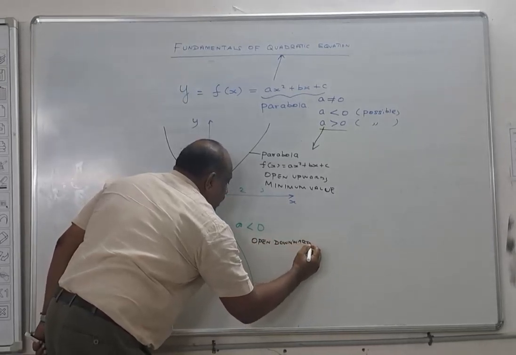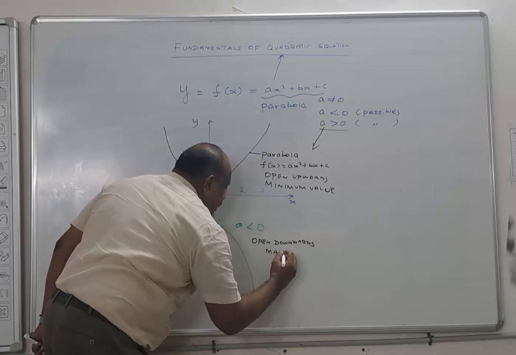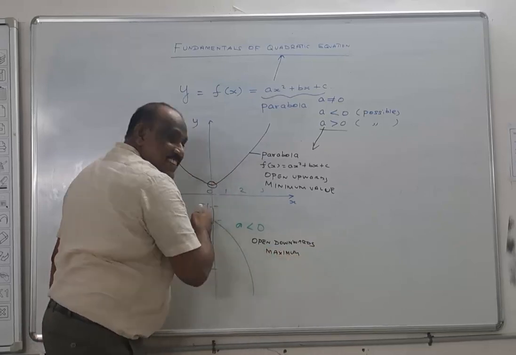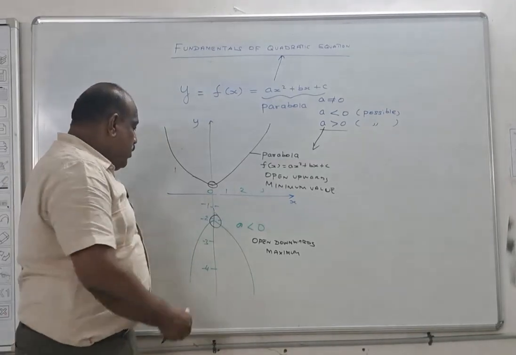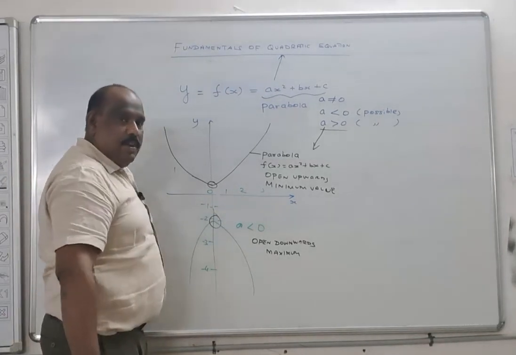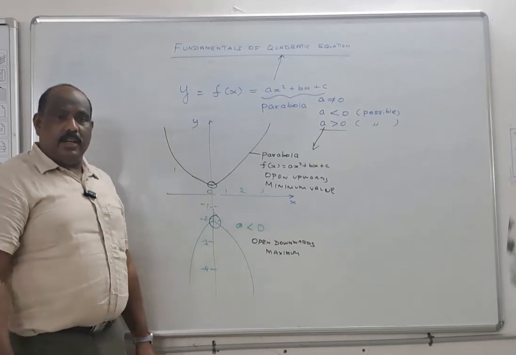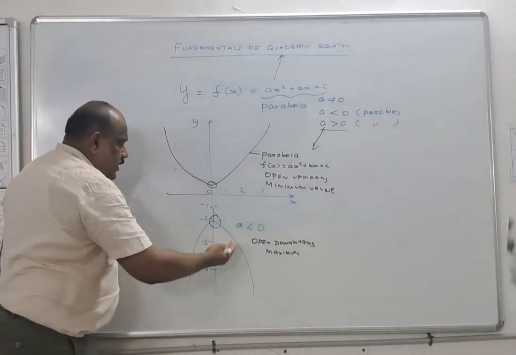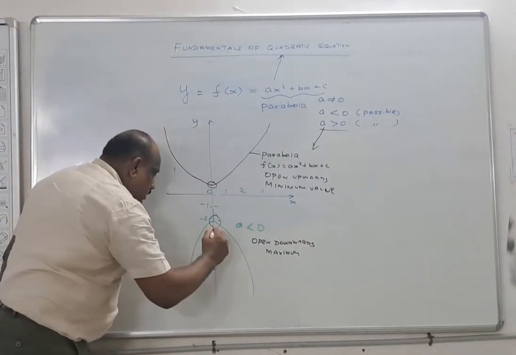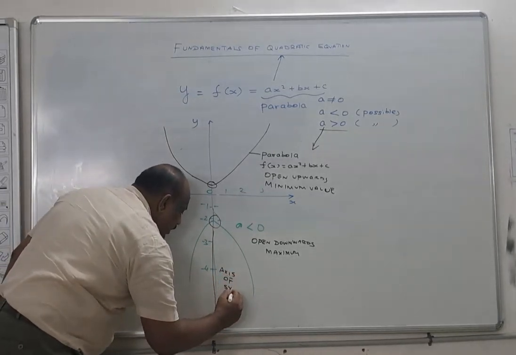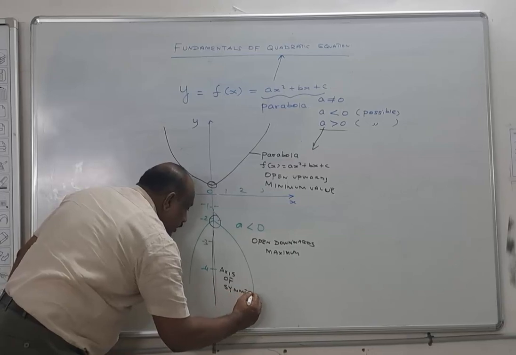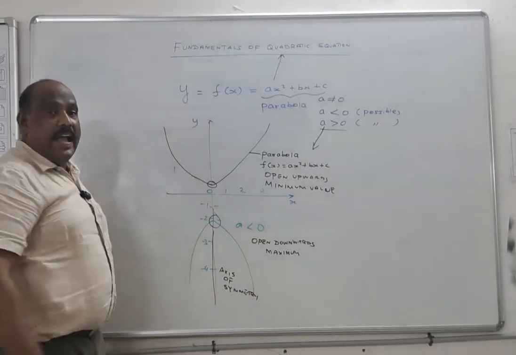And what value will we get? I'll get the maximum value, not the minimum. This vertex will give me the maximum value. What about this line? This line is called the axis of symmetry, because I can see a similar graph on either side. So this line is called the axis of symmetry.